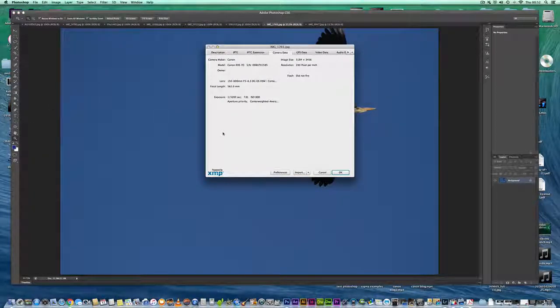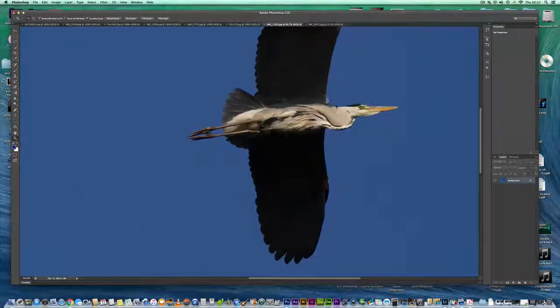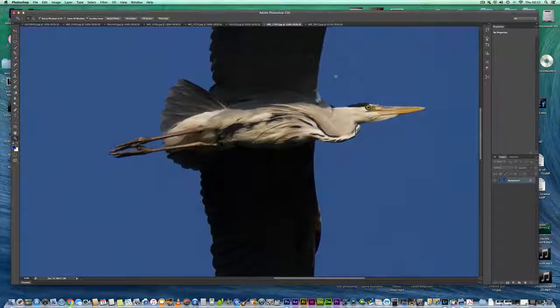Right, the data is 562 millimeters, 3200 of a second, f8, ISO 800. We're actually on high settings here, so it might not be a fair comparison because the Canon one is on medium settings. So let's click OK and zoom in. 100%.